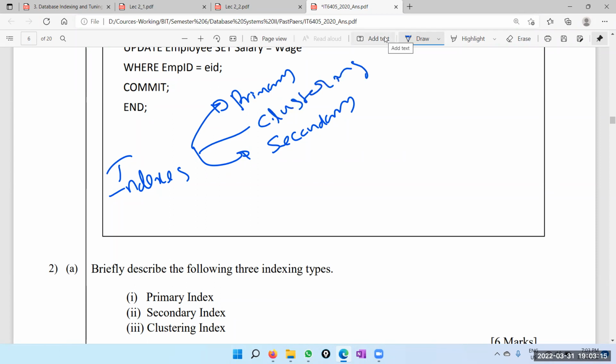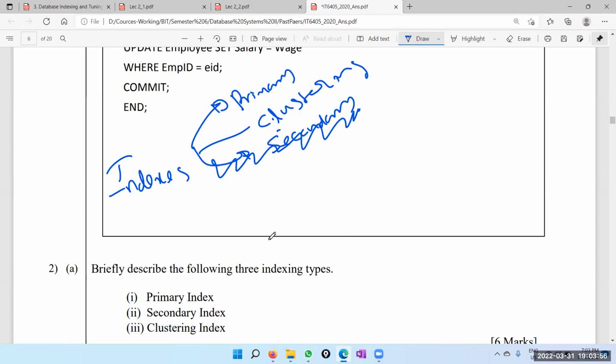Primary index means your index field is the primary key. Then you just have the index file with the primary key and the block pointer, and that's it. Then you have the clustering index. This is how you subdivide primary index or clustering index. Clustering index means your physical data file is sorted by a field other than the primary key. Then we call it clustering index. You can't have both a primary index and a clustering index. You can have either a primary index or a clustering index.